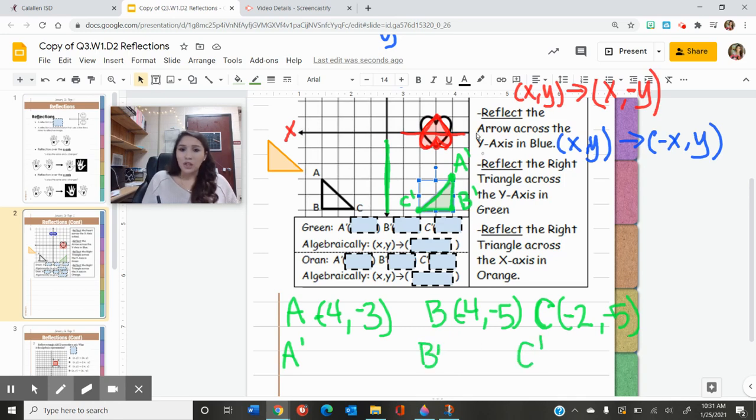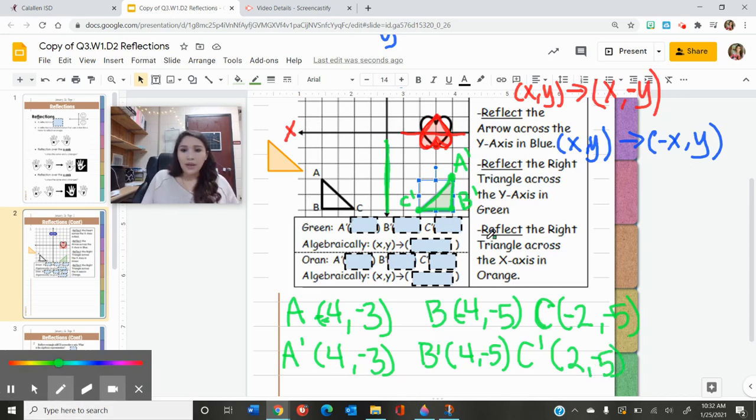So now I want to look at my A prime, my B prime, and my C prime. A prime, we have at 1, 2, 3, 4, and down 3. So that's 4, negative 3. Then we have B prime at 4, negative 5. And then C prime, we have at 2, negative 5. And I'm going to go ahead and retype these in here very quickly.